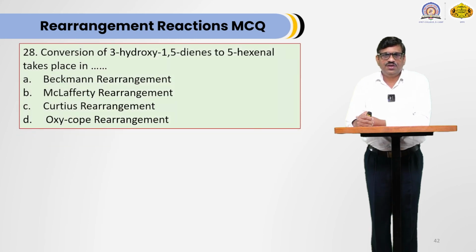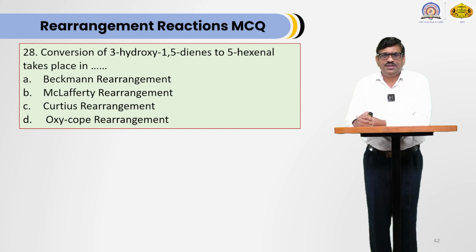Question 28. Conversion of 3-hydroxy 1,5-diene to 5-hexenal takes place in dash dash. I repeat again. Conversion of 3-hydroxy 1,5-diene to 5-hexenal takes place in dash dash. Option A is Beckmann rearrangement, option B is McLafferty rearrangement, option C is Curtius rearrangement, option D is Oxy-Cope rearrangement.